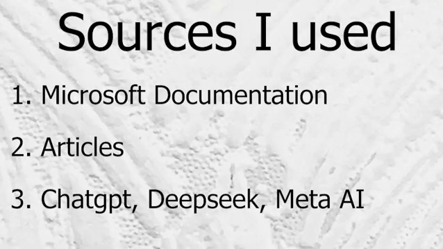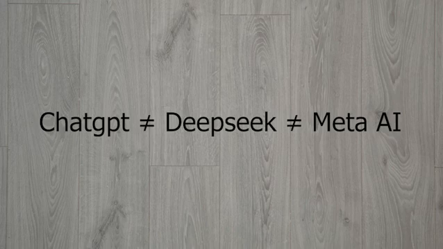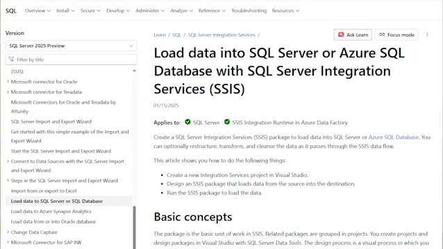For the answers, I went deep into Microsoft documentation, articles, and also used tools like ChatGPT and DeepSeek. But here I hit another challenge. Sometimes ChatGPT would give one answer, DeepSeek would give another answer, and Meta AI would give another answer. So for those tricky questions, especially scenario questions, I had to spend a lot of time cross-checking with Microsoft's official documents. By the end of this process, I had created a list of more than 275 high-quality questions.